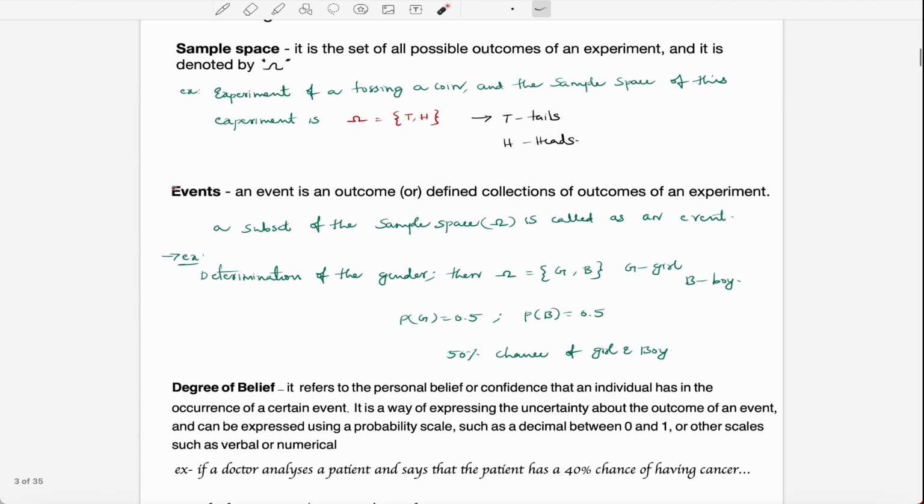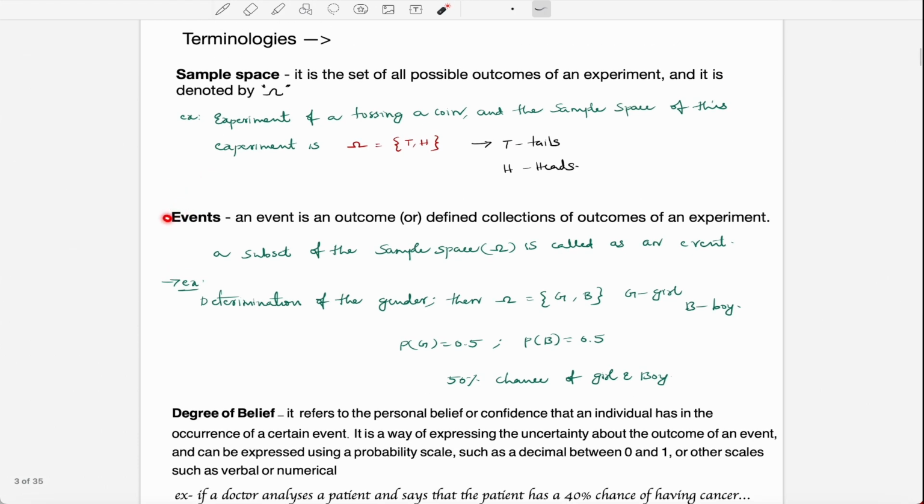After completing the sample space, we have something known as events. So what is an event? An event is an outcome or a defined collection of outcomes of an experiment. If I toss a coin and it gives heads, this is an event. If it gives tails, this is an event. The outcome may be the heads, the outcome may be the tails. So this is an event.